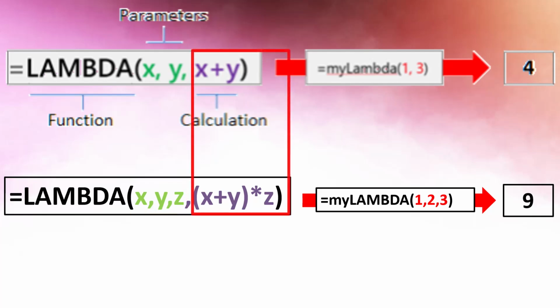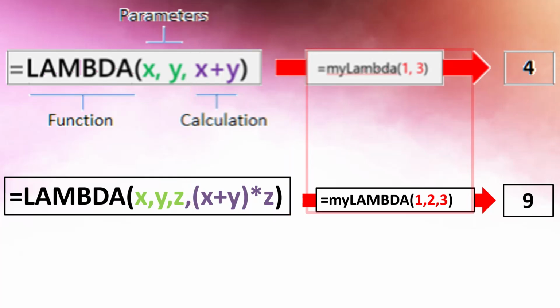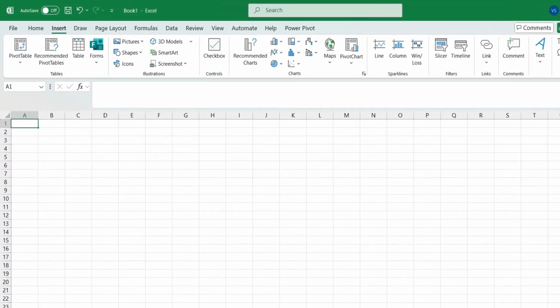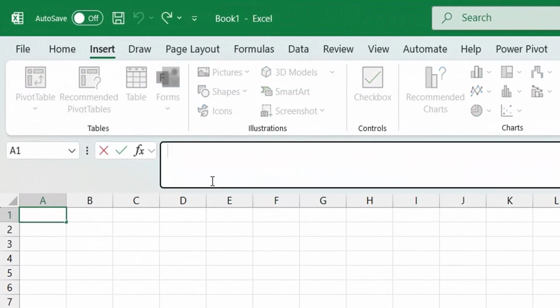After defining parameters, we must define the formula using all the parameters we have defined earlier. Once you have defined your function, you will use its name to call it, and supply the values against each parameter. Now let's use the Lambda function in MS Excel.